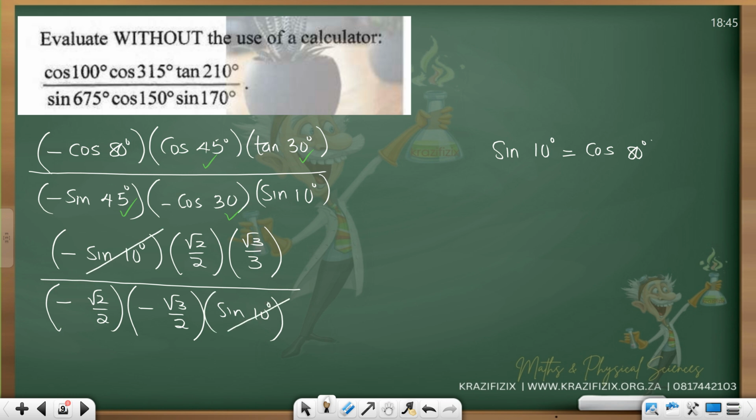Be careful of the signs. The rest is story. How many negatives do you have? 3 negatives. So my answer should be a negative, which is root 6 over 6 divided by root 6 over 4. You can put all of that in a calculator, but for me it's just a waste of time. What am I going to get? Negative root 6 over 6 times... Negative 2 over 3.